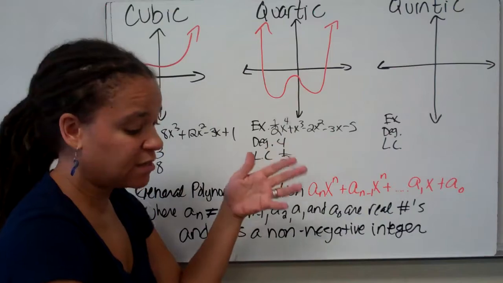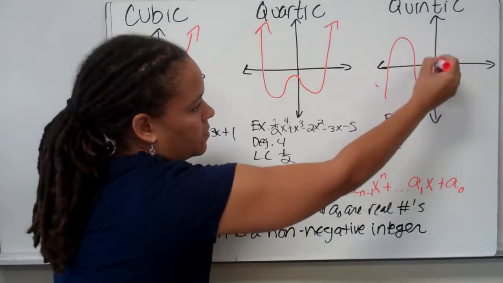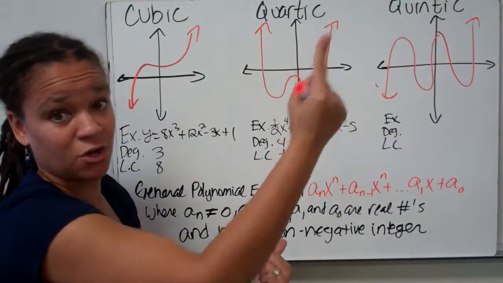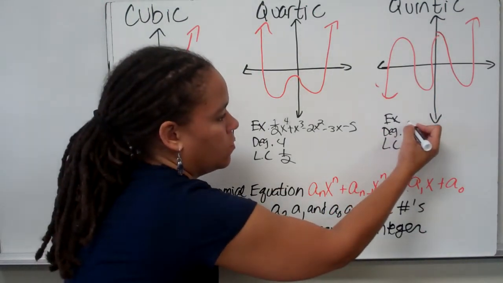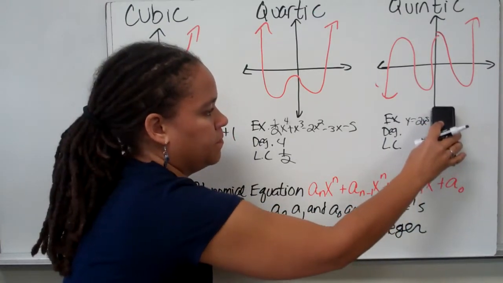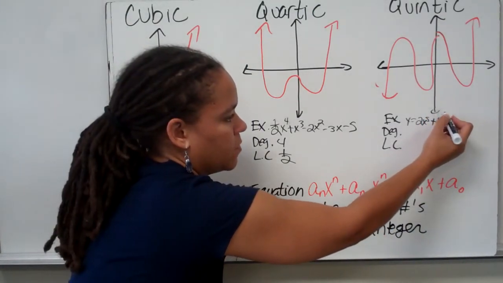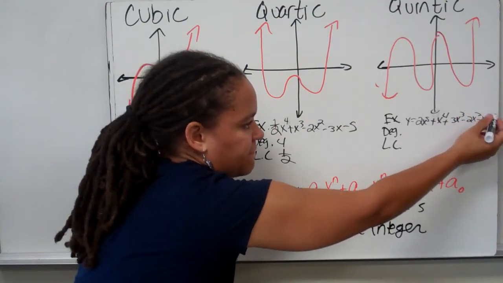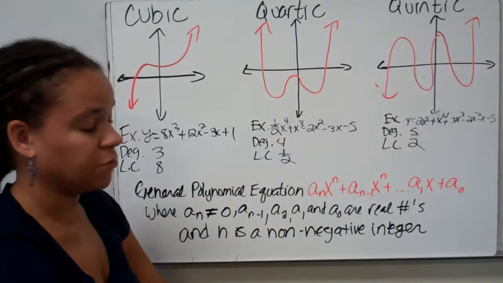And then finally a quintic. These can look all kinds of different ways, but one example is going up, down, up again. I know it's an odd degree, so the ends need to go in opposite directions for the end behavior. So let's say we had y equals 2x to the 5th plus x to the 4th plus 3x cubed minus 2x squared minus x minus 5. The degree here is going to be 5, and the leading coefficient would be 2.